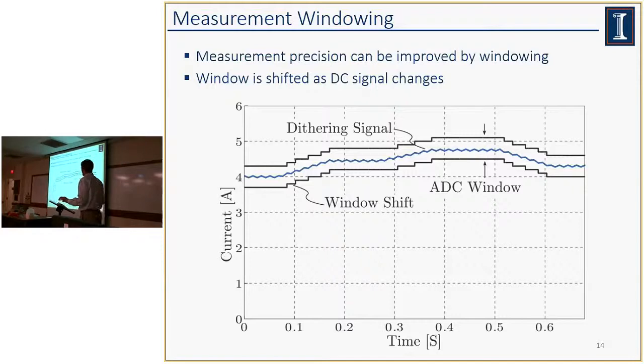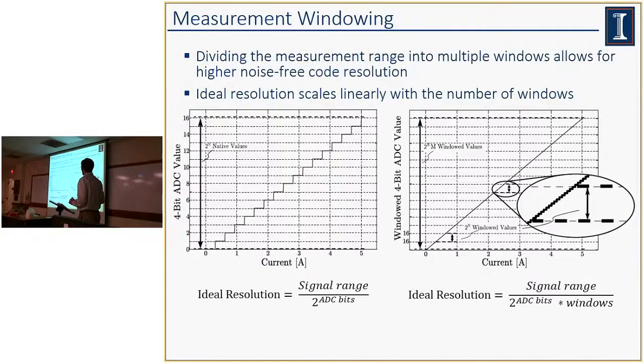Now, what does this allow us to do theoretically? What we're basically doing is taking the full range of the ADC and focusing it on these little intervals. So here I have this very hypothetical 4-bit ADC. That's going to give us 16 discrete values we can divide our current signal into. But if we compress these into a small fraction of the full range that we need to measure, we basically scale our ideal resolution by the number of windows we divide into.